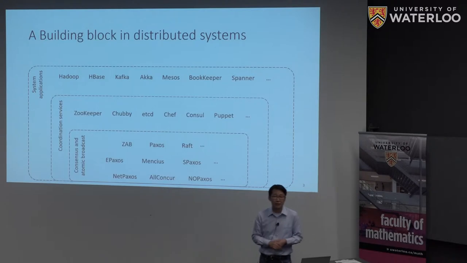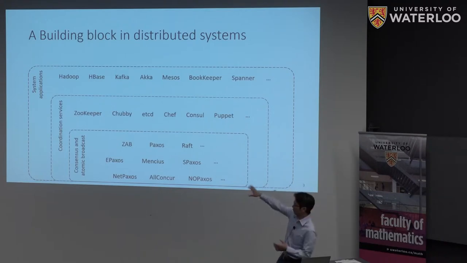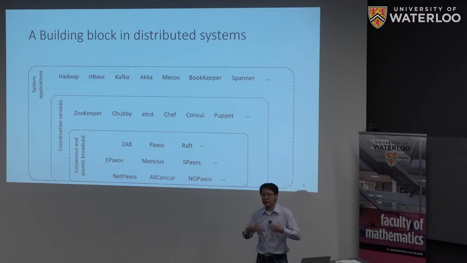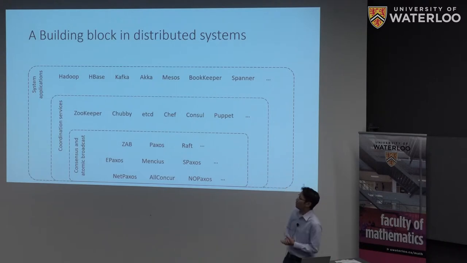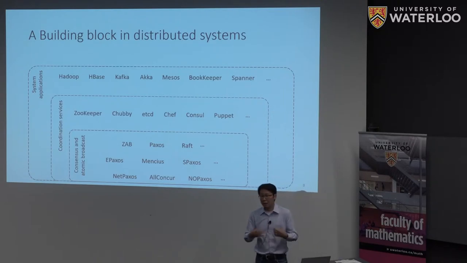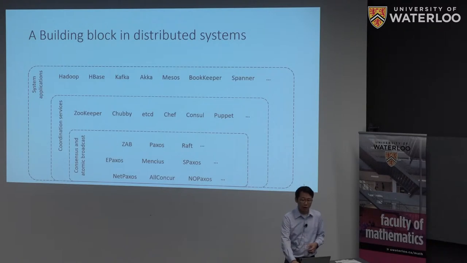This is a very powerful property, and as a result, a lot of applications have been built on top of consensus protocols, the ones I've shown below, like Paxos, Raft, and ZAB. On top of Paxos, Raft, and ZAB, we typically build coordination services like ZooKeeper and Chubby, and they provide a slightly higher level of abstraction for applications to use. And at the very top, we have distributed applications like Hadoop and HBase that make use of these fault-tolerant coordination services in order to solve problems like electing leaders or managing distributed locks.